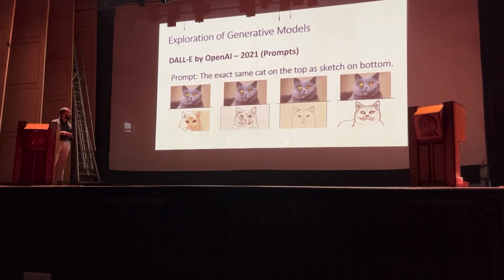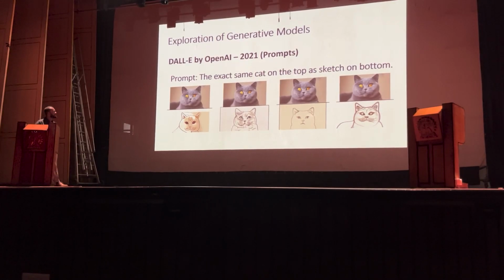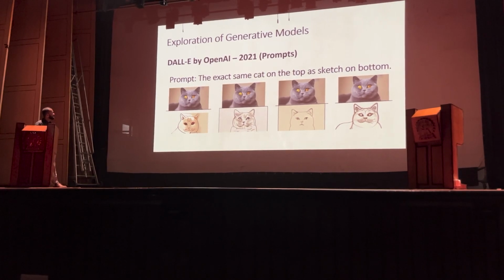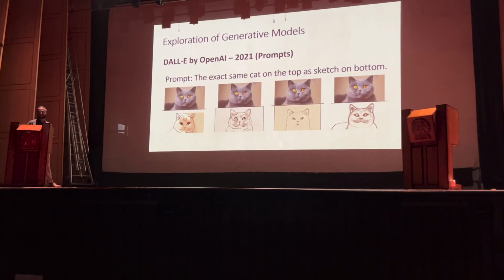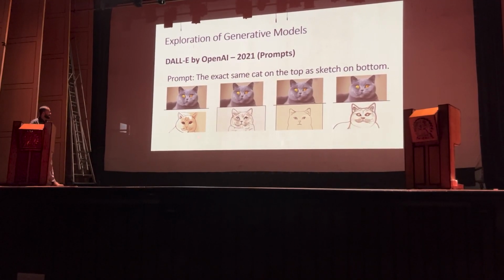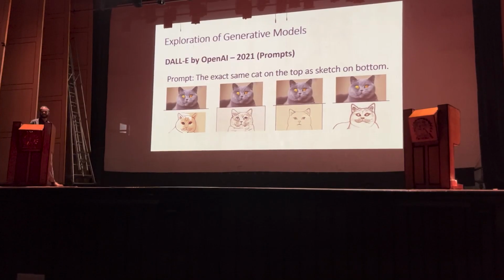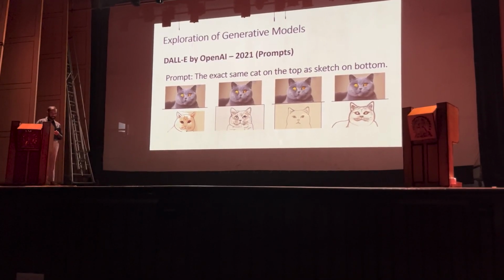There's another prompt over here which converts line drawings into actual images. The prompt is the exact same cat on the top as sketch on the bottom. And this is reversible. So you can give this as an input and generate a line drawing, or give a line drawing and generate realistic images. So it was able to do that as well.